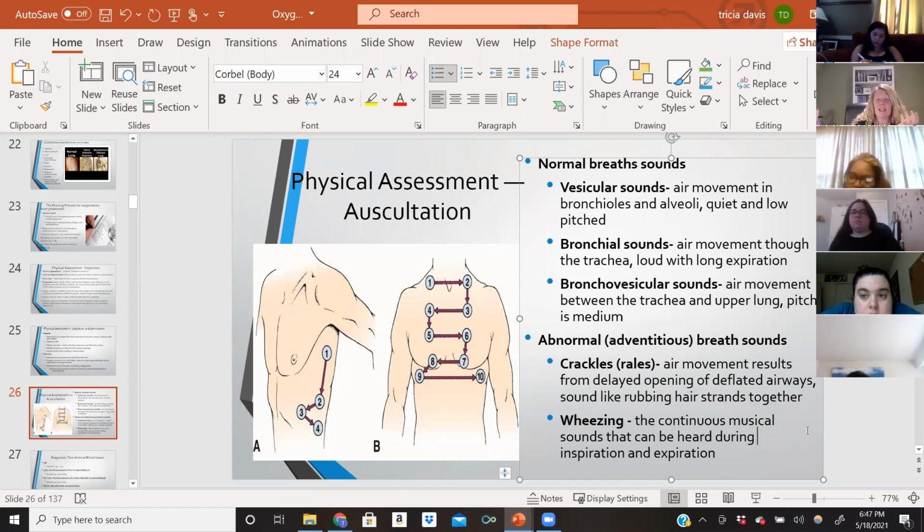If you think that they have crackles, have the patient cough a few times. If it goes away, it was rhonchi. It's basically the fluid that kind of gets trapped there, and as they're breathing in, you hear it. But if you cough and it moves, then it's not crackles. It's considered rhonchi.